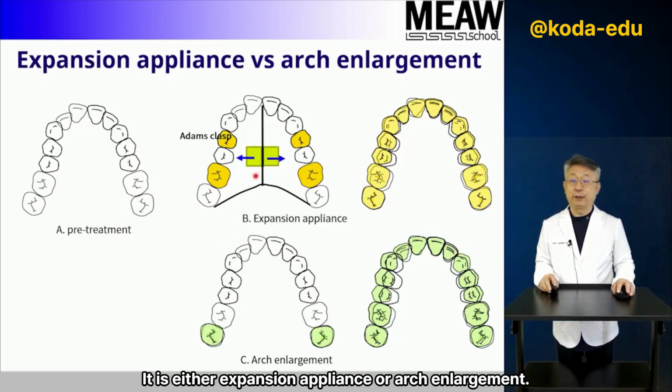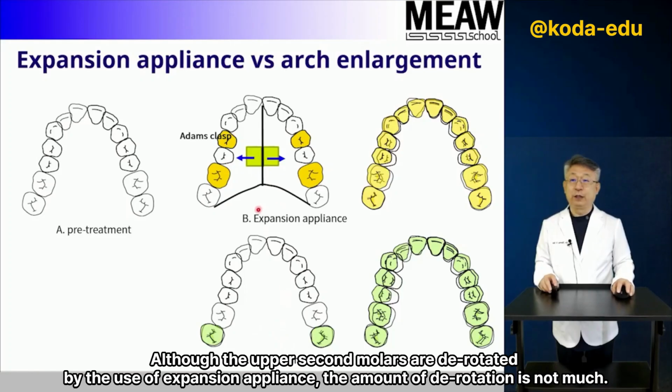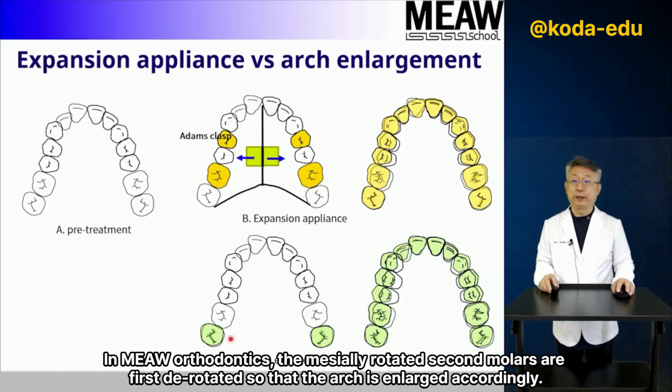It is either expansion appliance or arch enlargement, although the upper second molars are derotated by the use of expansion appliance. The amount of derotation is not much. In MEAW orthodontics, the mesially rotated second molars are first derotated so that the arch is enlarged accordingly.